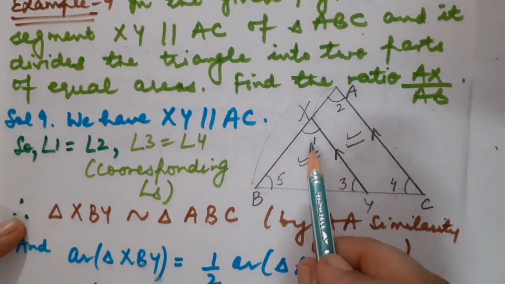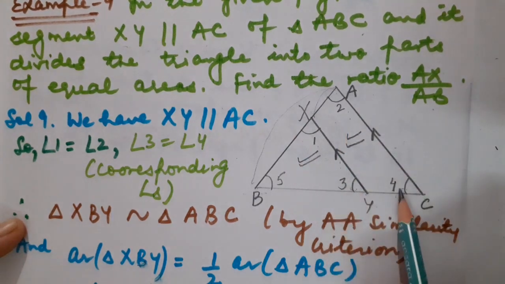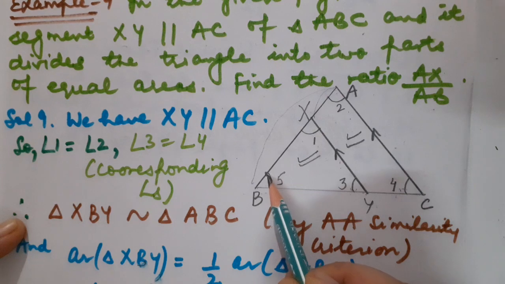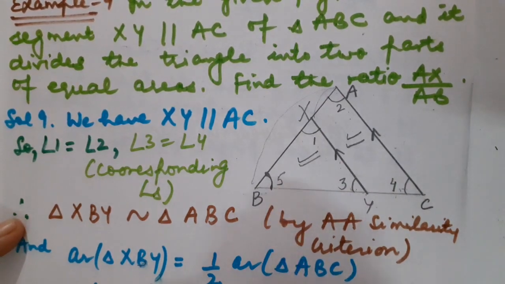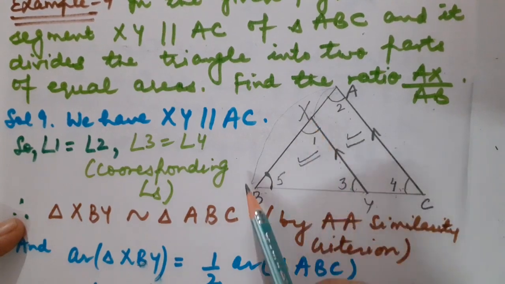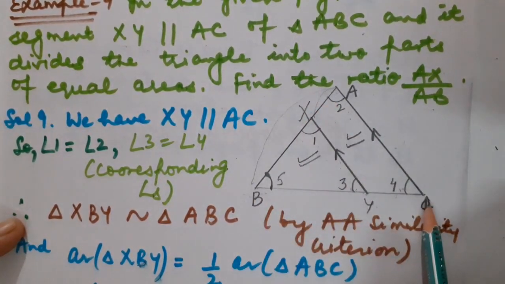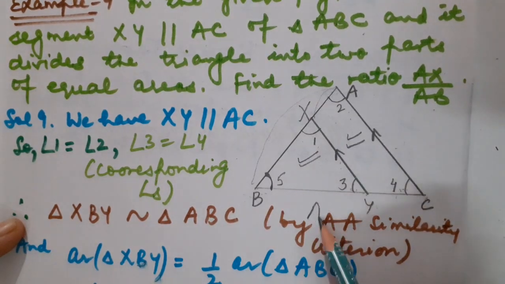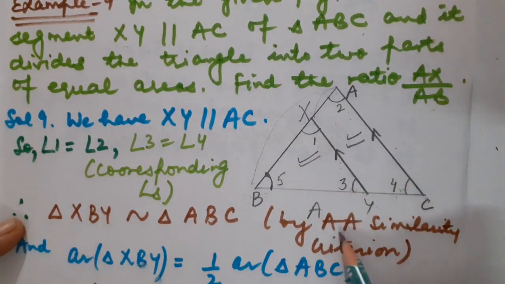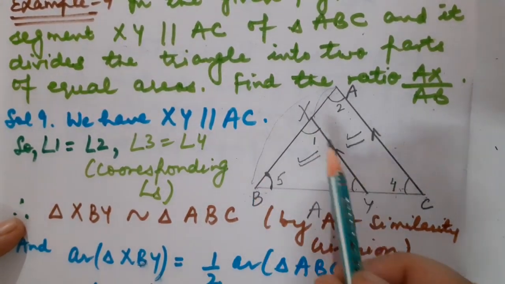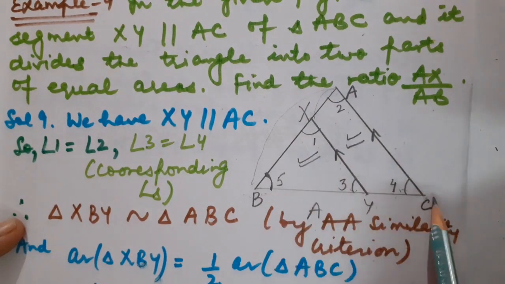So if angle 1 is equal to angle 2, angle 3 is equal to angle 4, and of course angle 5 is common. In which two triangles, children, am I talking about? I am talking about XBY and ABC. So by which criteria have I proved it? By triple A similarity criteria I have proved that triangle XBY is similar to triangle ABC.